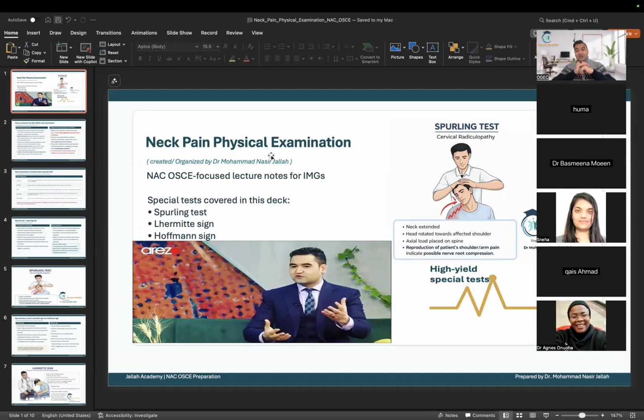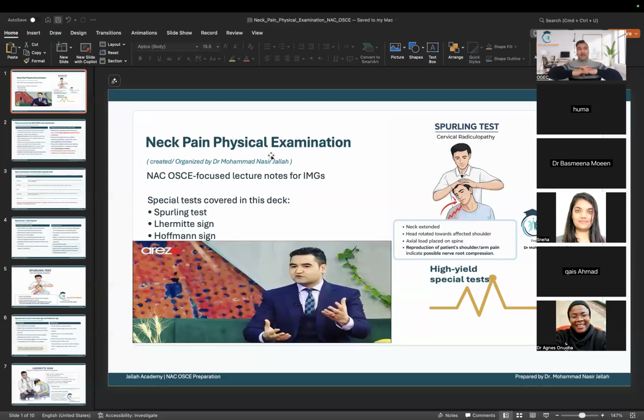90% of the time, the examiner will tell you, just explain the examination, do not perform it. Why? Because it is going to hurt the patient. It is very bothersome for the standardized patient. As long as you know how to do it and you can explain it, you should be good. If the examiner says go ahead, then perform it. But again, remember, that's a standardized patient. Be gentle.